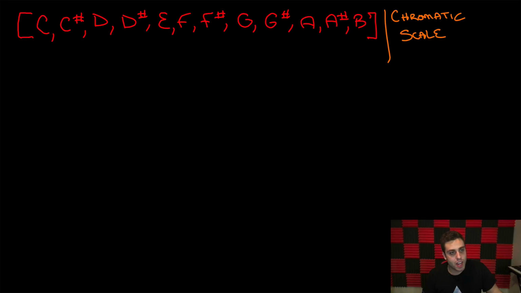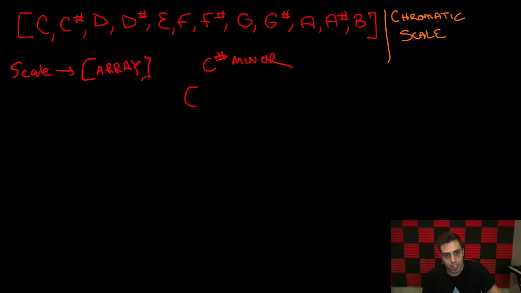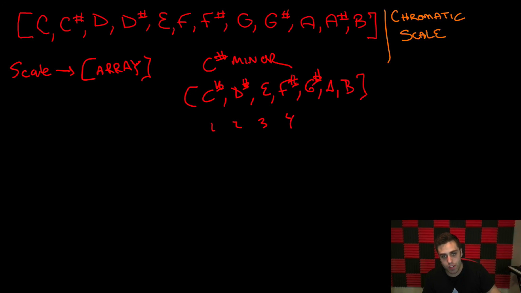I had mentioned that a scale we can think of as an ordered array of notes. So for example, if we look at C sharp minor, that's going to be C sharp, D sharp, E, F sharp, G sharp, A, and B. And these are going to be indexed because they're in a very specific order.